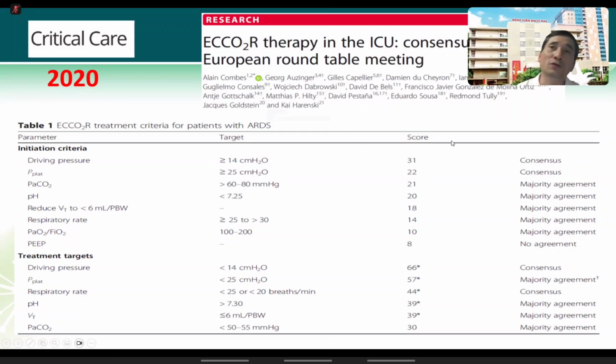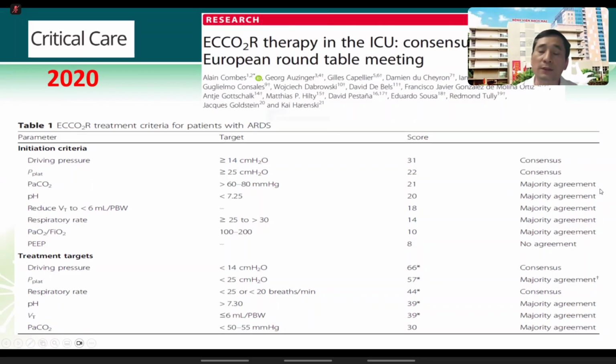Of course, when you do the ultra-protective lung strategy, this is the criteria for that kind of patient. The majority agreement is here: PCO2, pH, and reduction of the VT to less than 6, respiratory rate, etc. Basically, this is a majority agreement. Here they have 31. If it is 31 and 22, they call it consensus, but less than that, they call it majority agreement.